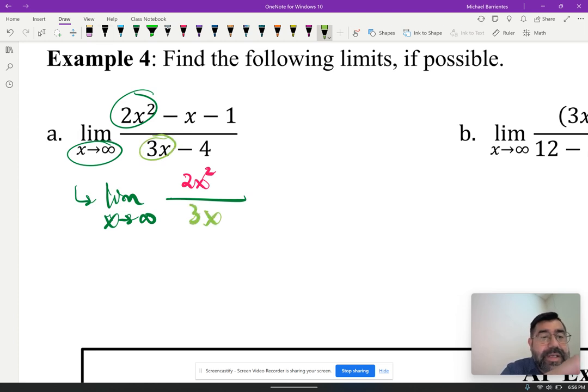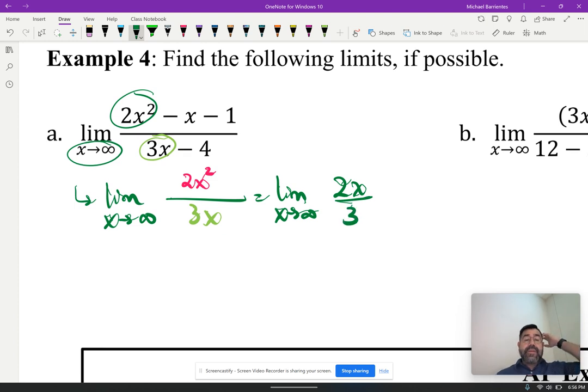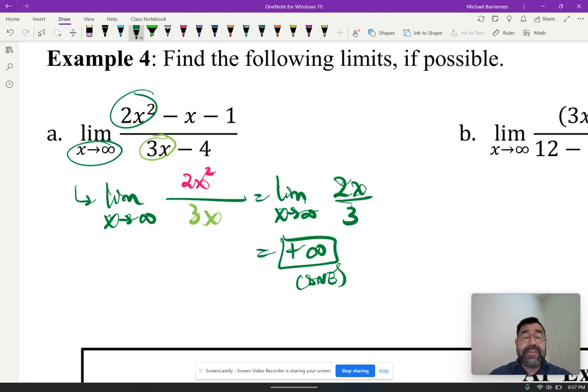Can I reduce? I can, but I'm about to find out that when I reduce, I'm left with 2x over 3. So if I plug bigger and bigger numbers into the numerator and the denominator stays the same, well, then this is just going to grow and grow and grow and not get any smaller and not level off. This is going to go to positive infinity. And yes, I know that the limit does not exist, but I know why it doesn't exist. It doesn't exist because it goes to positive infinity.